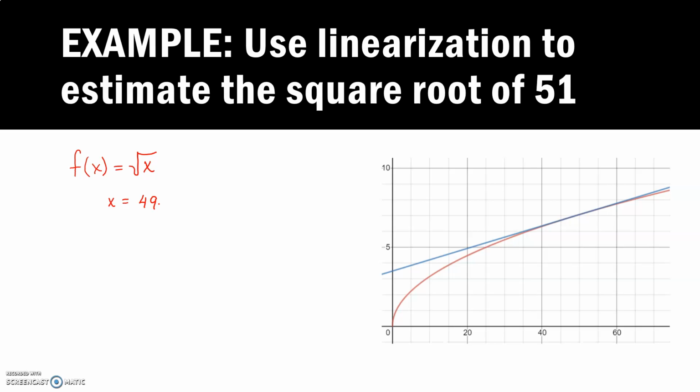And if I could figure out the tangent line equation at 49, I can use it to estimate the square root of 51. Because notice, here's 49, and 51. The tangent line and the square root function are basically at the same place at that point. They're really close together. So the square root of 49 is 7. And the slope of the square root function at 49 would be 1/2 x to the negative 1/2. So I put 49 in there. So it would be 1 over 2 times root 49.